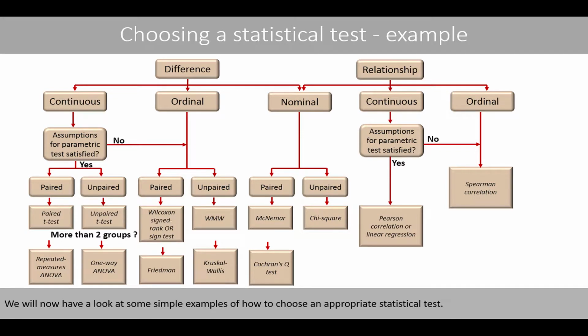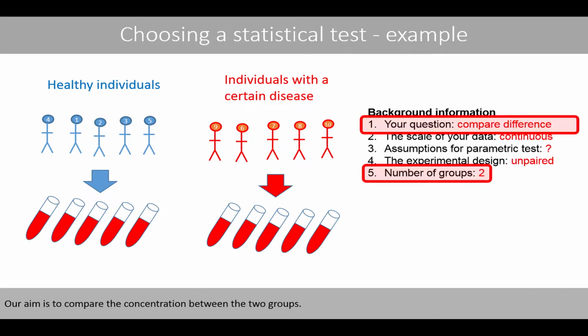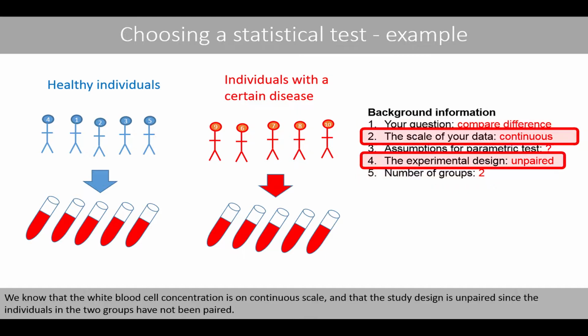We'll now have a look at some simple examples of how to choose an appropriate statistical test. Let's say that we'd like to know if there is a difference in the concentration of white blood cells between healthy individuals and individuals with a certain disease. Our aim is to compare the concentration between the two groups. We know that the white blood cell concentration is on continuous scale, and that the study design is unpaired since the individuals in the two groups have not been paired.